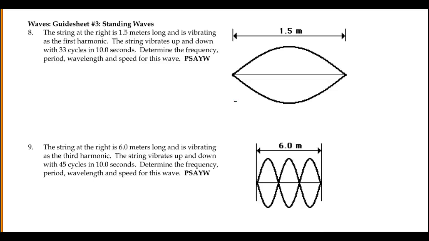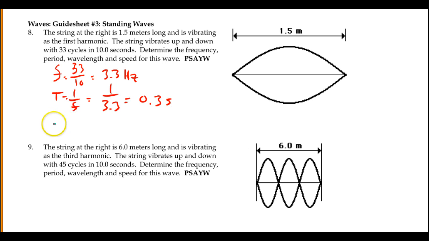Okay, calculating some things from standing waves. We have a 1.5 meter string in the first one. It's vibrating at the first harmonic. The string vibrates up and down 33 cycles in 10 seconds. That's going to make the frequency 33 over 10, or 3.3 hertz. That's going to make the period equal to 1 over the frequency, which is 1 over 3.3, which is equal to 0.3 seconds. The wavelength, lambda, is going to be equal to 2 times the length of the string, which is 1.5 meters. So 2 times 1.5 is 3 meters long. And then the speed is equal to frequency times the wavelength. So that's 3.3 times 3, which is 9.9 meters per second.